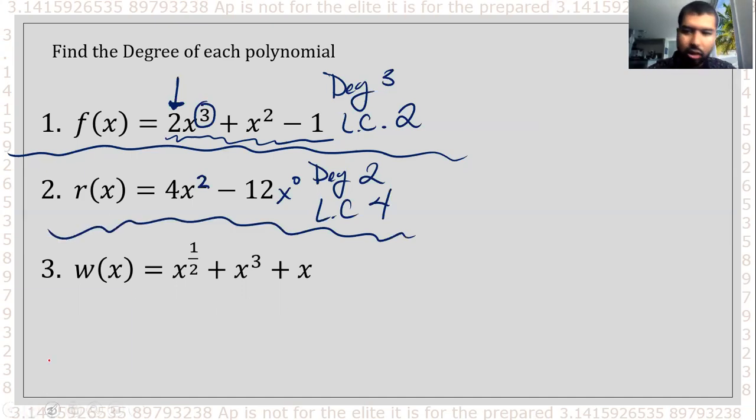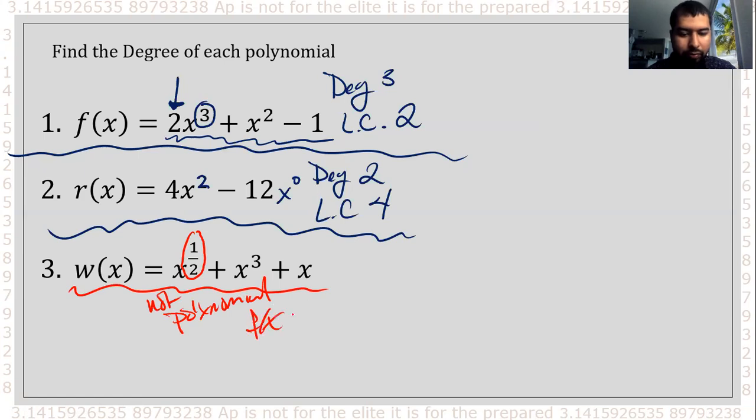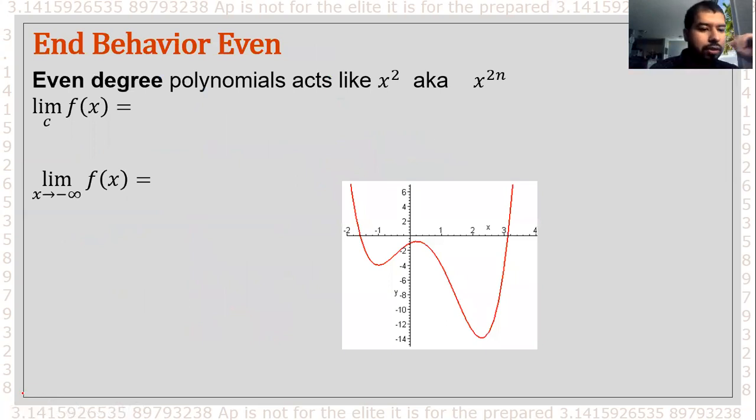And keep in mind, the degree is a positive whole number, right? So this right here would disqualify all of this from being a polynomial. So this is not a polynomial function. Therefore, for this one, we don't have to find the degree or the leading coefficient because this is no longer a polynomial. Awesome. Okay, so let's go ahead and talk about end behavior.